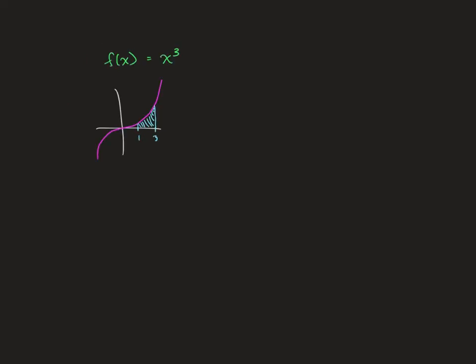Let's say I have the curve x cubed, that's this pink line, and I just want to know what's the area between 1 and 3. So this is my a, this is my b. So the integral that I would write is the integral of x cubed from 1 to 3 dx. Well, the antiderivative is going to be x to the 4th over 4 plus c, but we're going to evaluate that at 1 and 3.